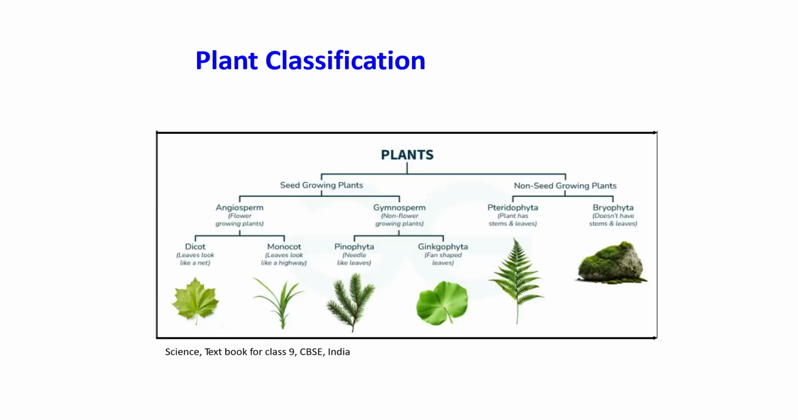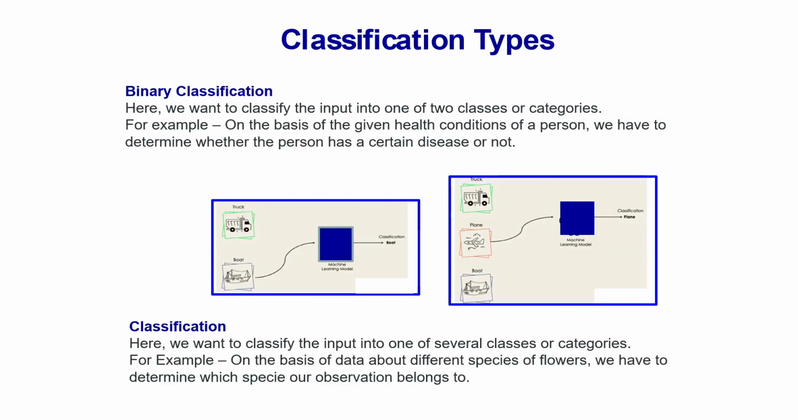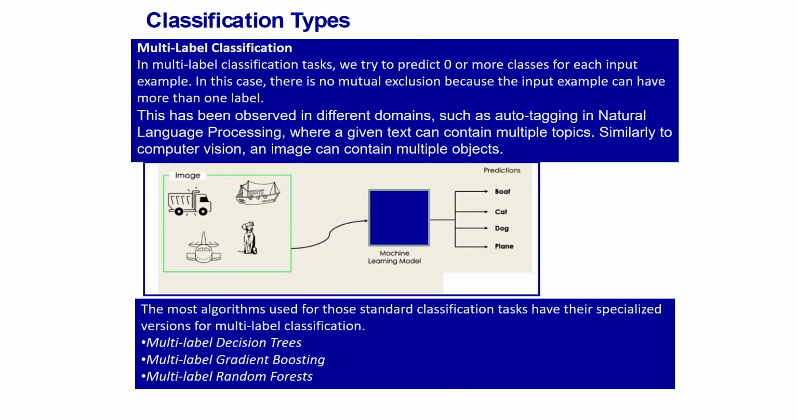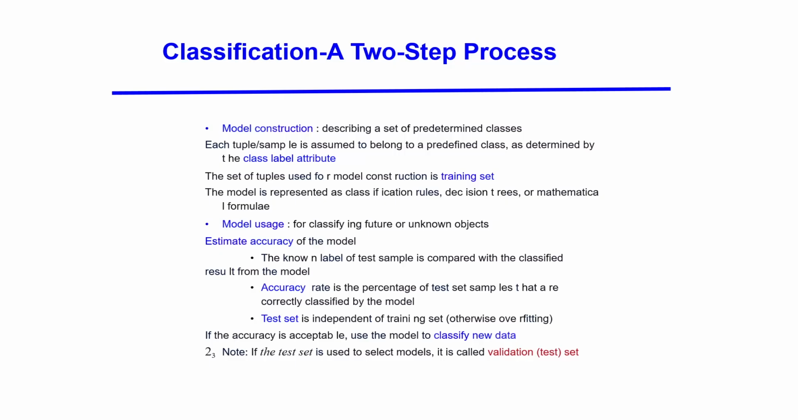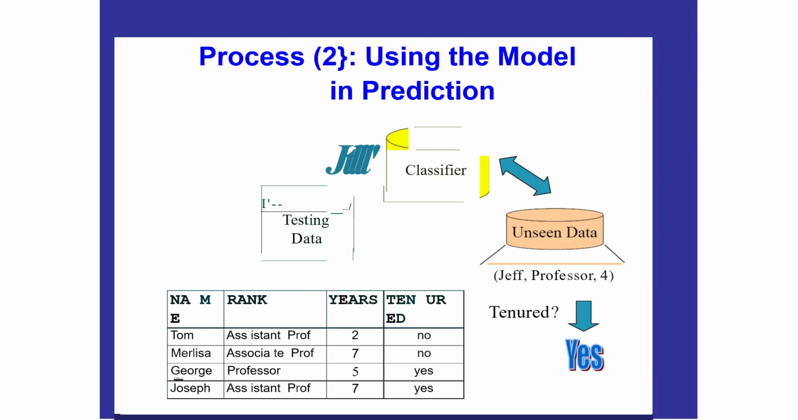Plant classification, I already talked about it, can be done based on various kinds of things, and it can be either binary, as we just discussed, or it can also be multi-label classification, correct. So, you try to predict 0 or more classes for each example. There is no mutual exclusion because the input examples can have more than one label. Well, I just want to tell you one important thing before I come back.